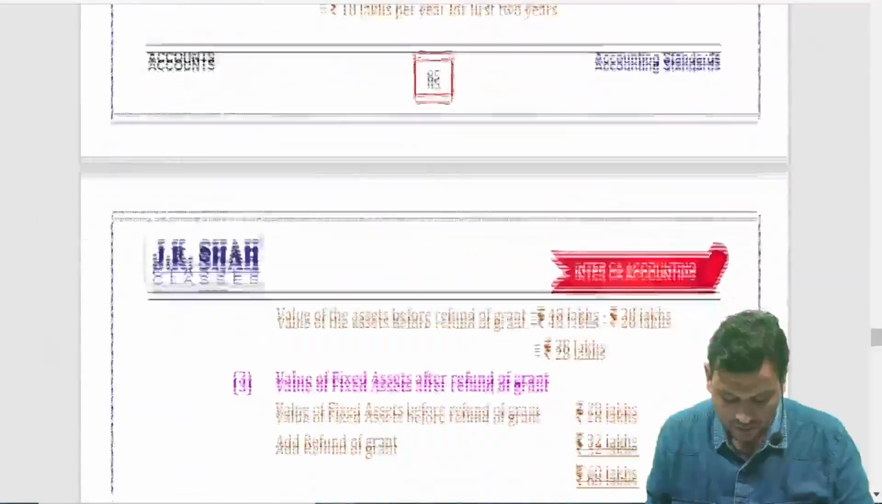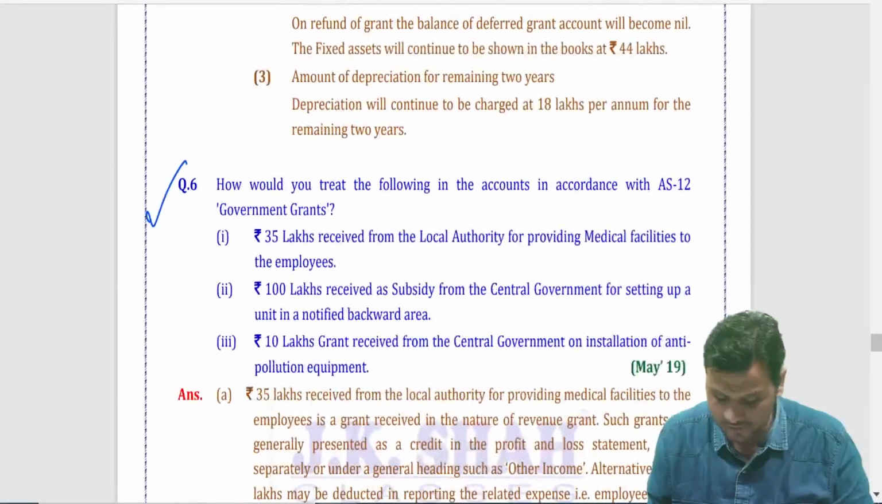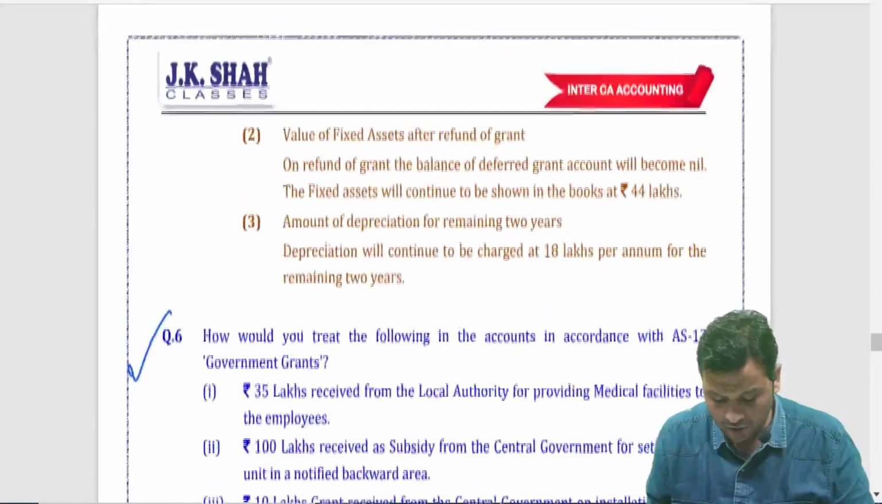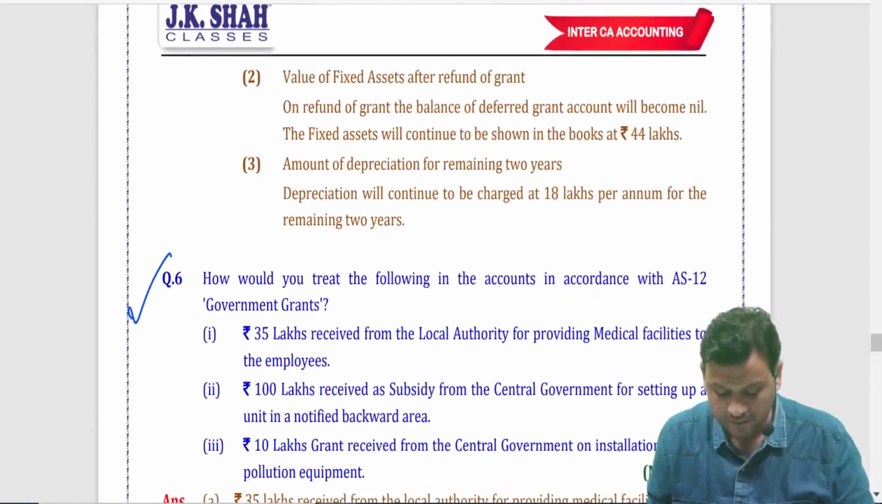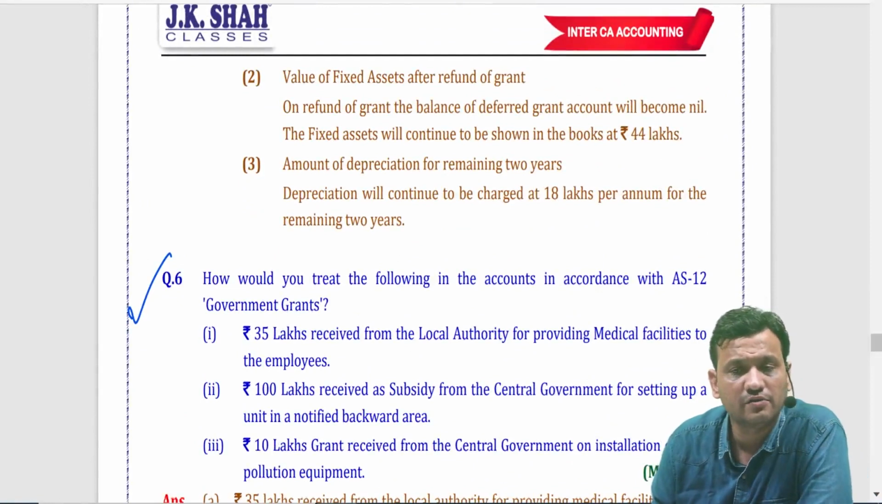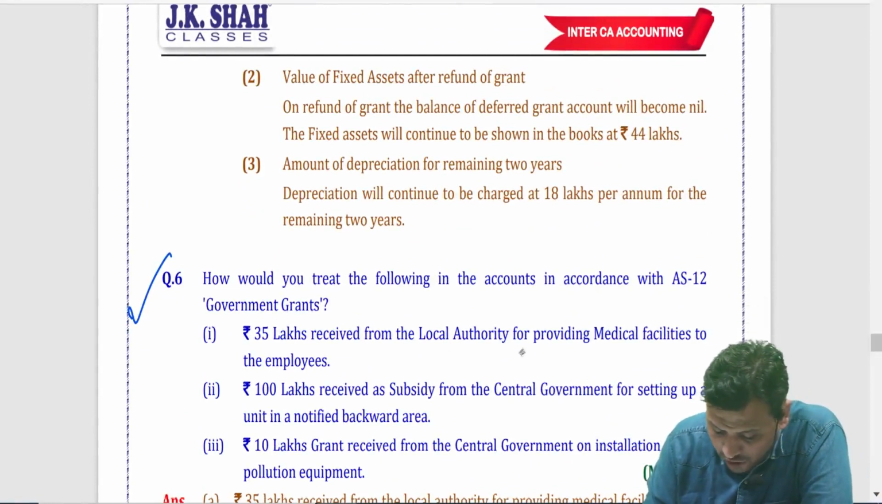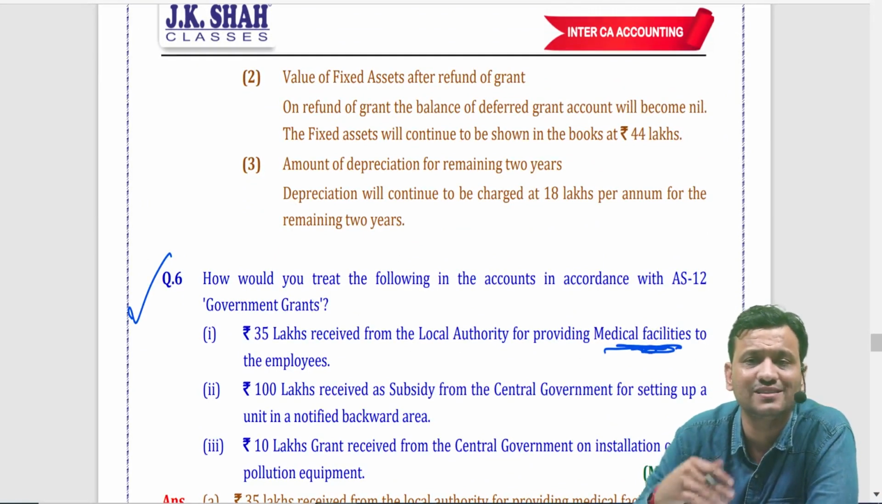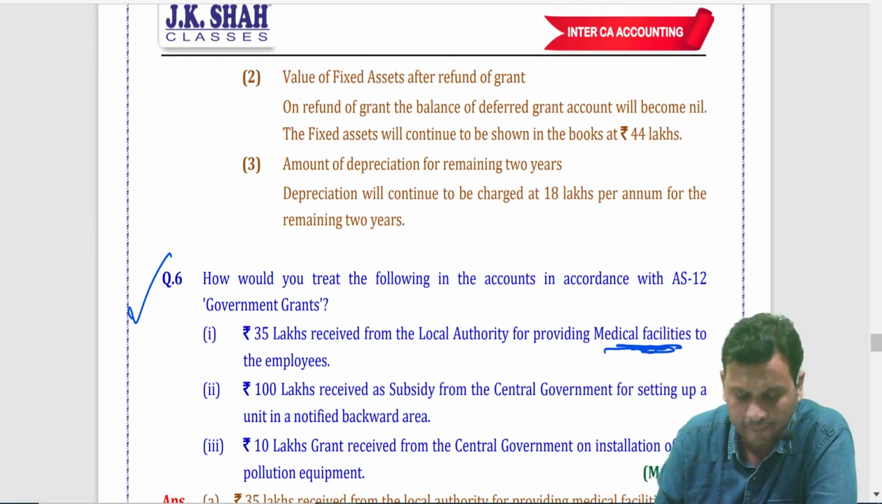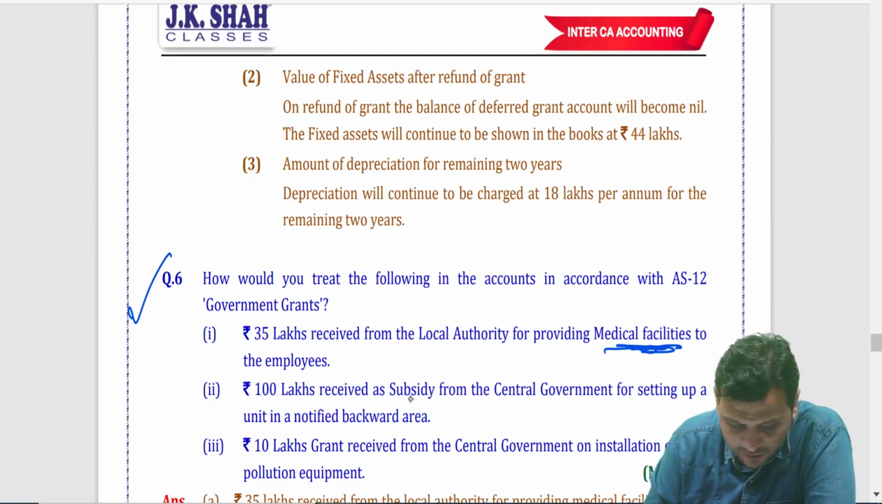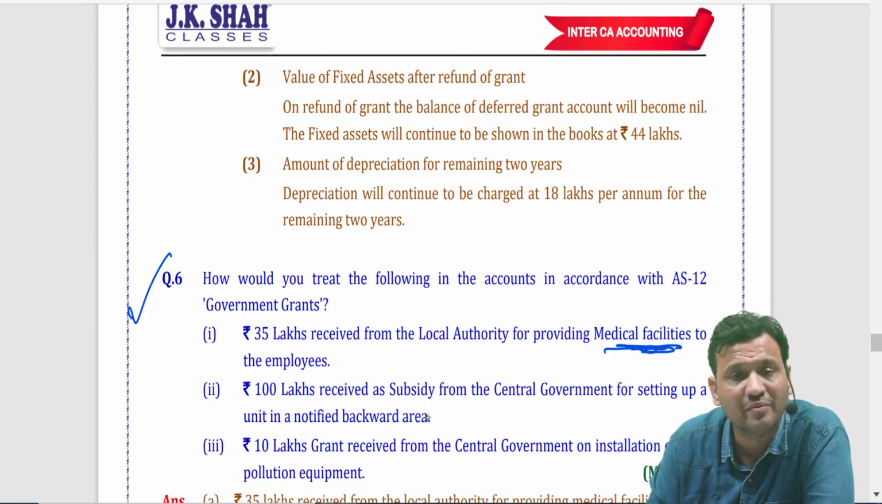Okay, one more question I'll do, because the rest of the questions are repetitive. How would you treat the following in the accounts in accordance with AS12 government grants? 35 lakhs received from local authority for providing medical facilities to the government. Can I say, my dear students, this is a revenue grant credited to P&L. 100 lakhs received as a subsidy from central government for setting up a unit in notified backward area.